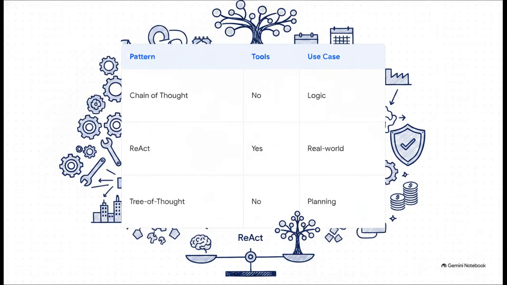So, when we compare these three side by side, the choice for developers usually becomes pretty clear. Chain of thought is great for pure logic, but it completely lacks external tools. Tree of thought handles massive planning, but it's highly complex and, frankly, costly. ReAct sits right there in the sweet spot for production. It strikes the perfect balance between transparency, real-world capability, and computing cost. That makes it the most practical tool for the vast majority of real-world problems we're trying to solve right now.